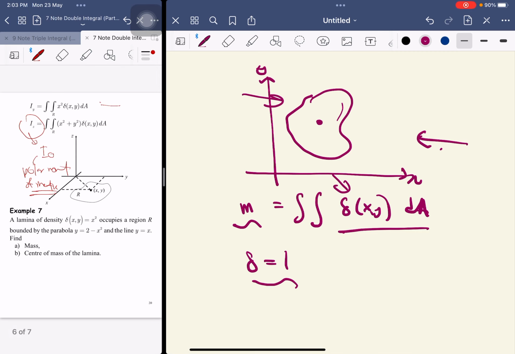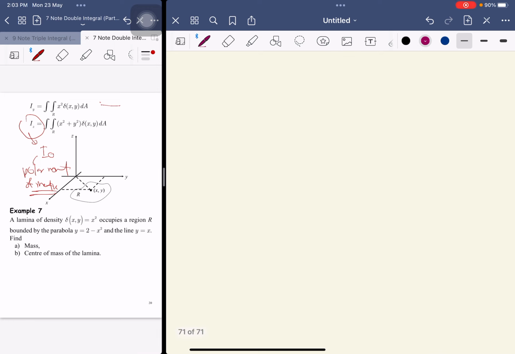Okay, so let's see the example that I put in my teaching videos. We have a lamina with density given by x square. It occupies a region bounded by the parabola and the line y equal to x. First thing first, it's the same as what we have learned so far: you need to get the bounded region.